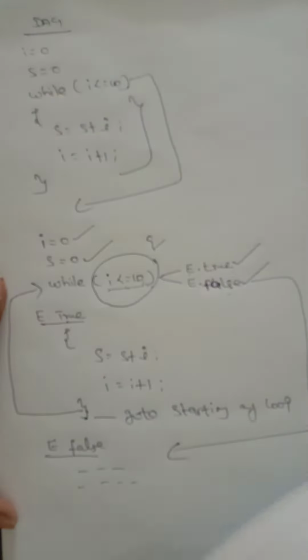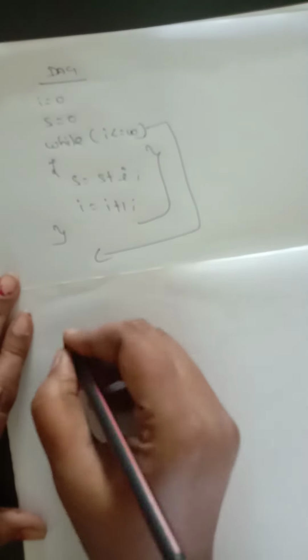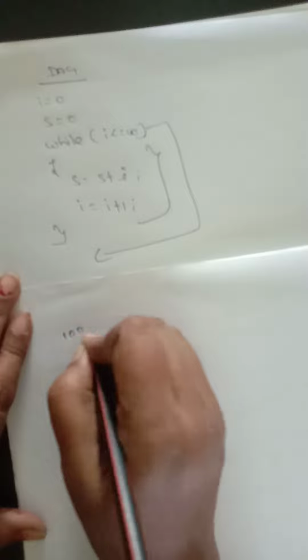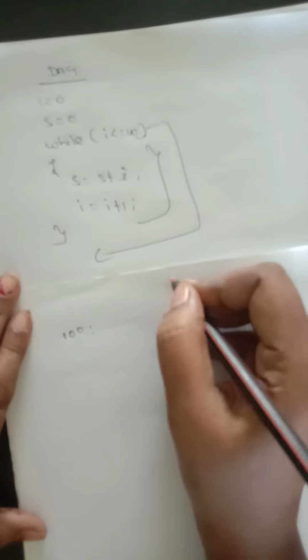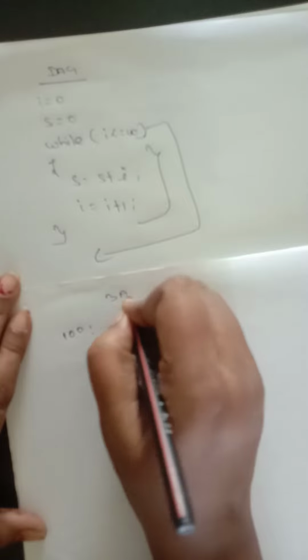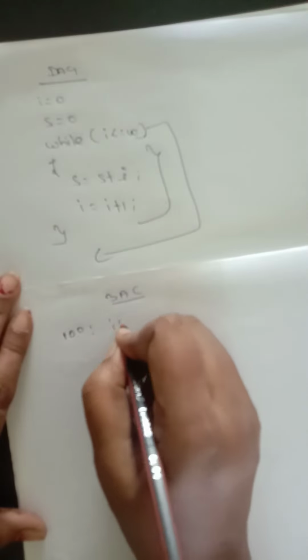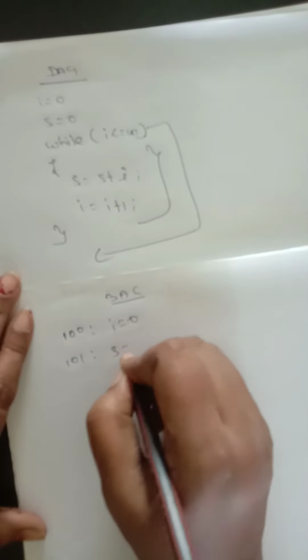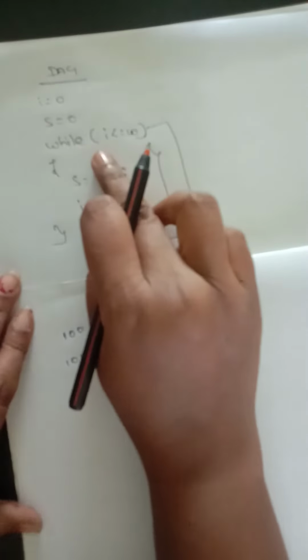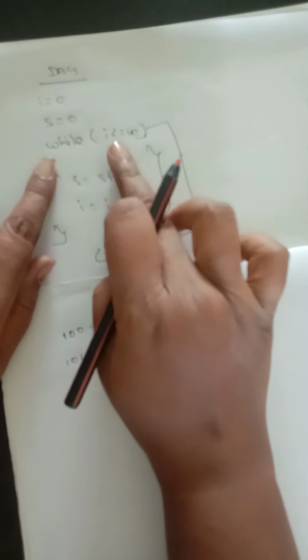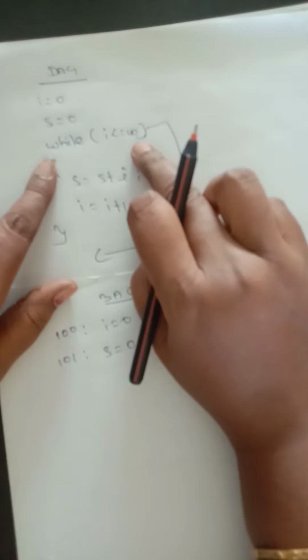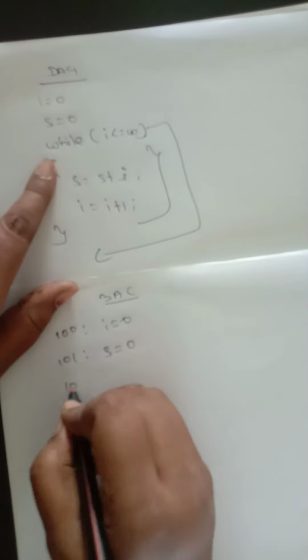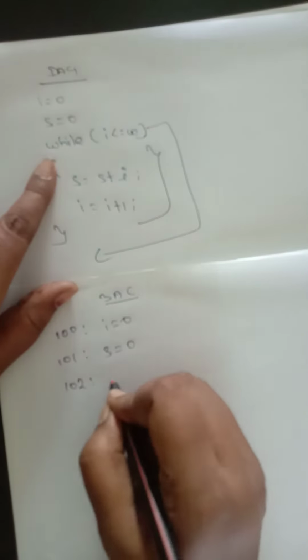Now we will see how to write the 3-address code for this. First, for writing 3-address code, assign a memory address to each and every statement. The first statement is i = 0, at address 100. Then at address 101, write the second statement s = 0. What's the third statement? While i <= 10, the looping statement. We have to use only an if statement instead of while.